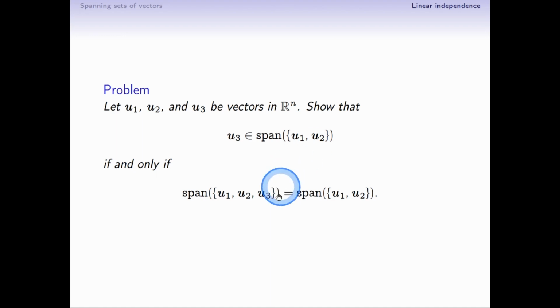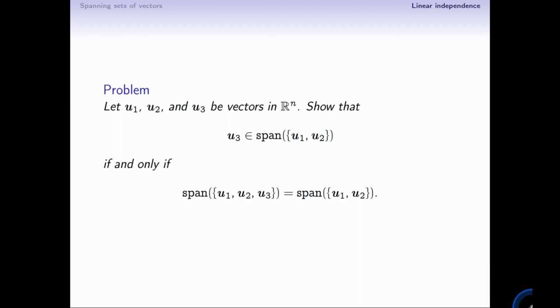On the other hand, if this is a strictly larger set, if these are not equal to each other, then there are things in this left-hand side that are not in the right-hand side. So it must be the case that u3 is not in the span of u1 and u2.